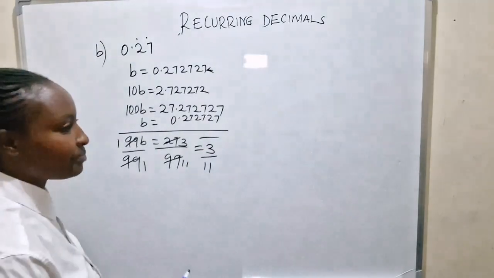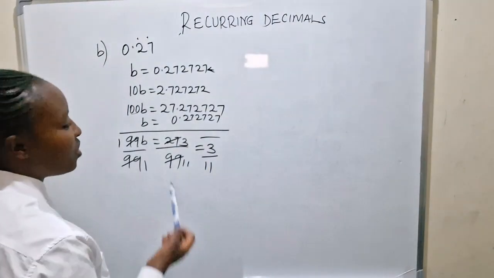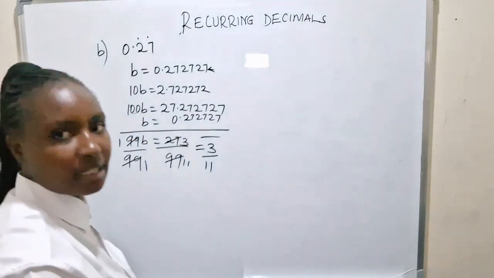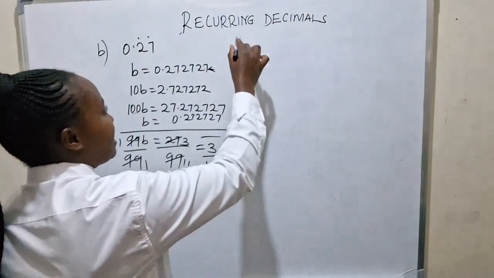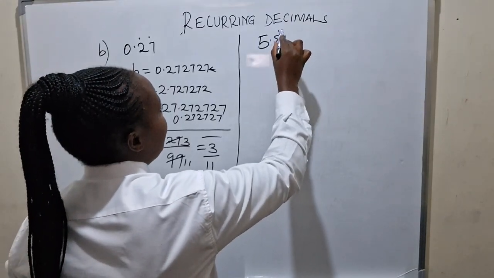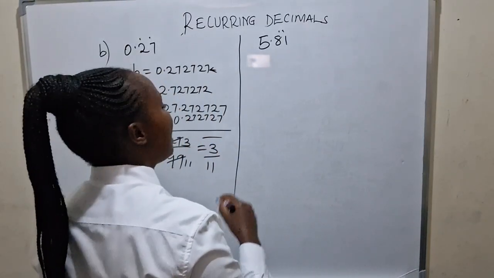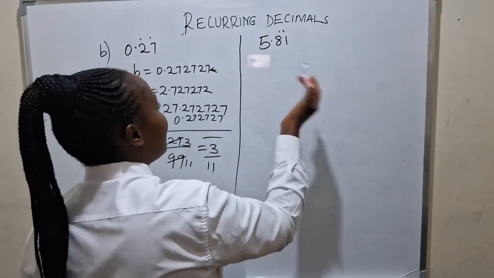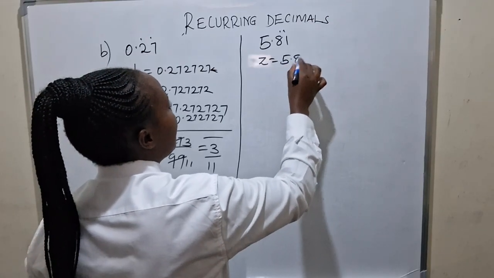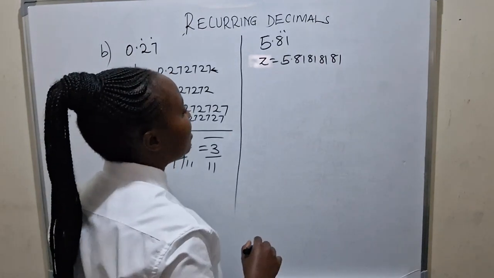That tells you that if you're given this fraction here, 3 over 11, and you're supposed to convert it to a decimal, it should give you 0.27 recurring, okay? Let's do another example. So assume that you have 5.81 recurring, okay? Introduce your same unknown, we can even introduce z, and we say that our z here is 5.81818181, okay?